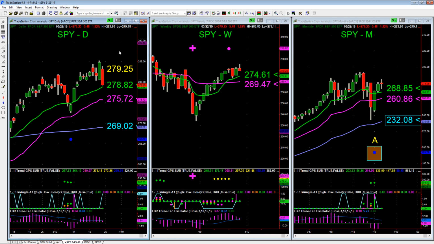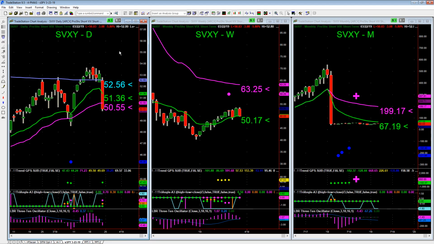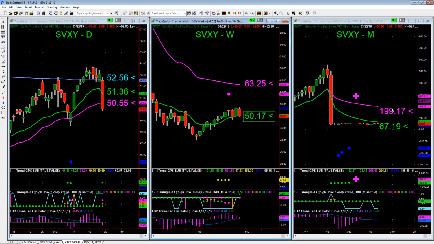Okay, so what can we do here? Here I'm going to introduce you to a product. It's called SVXY. SVXY is a VIX Volatility Index ETF. Most of the time, it moves in this direction. It's in sync with the way that the S&P, SPY, is moving.